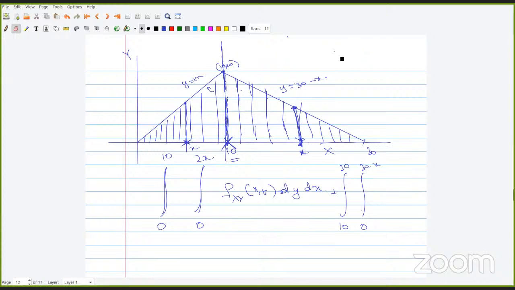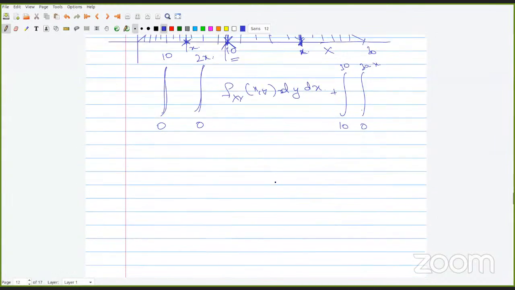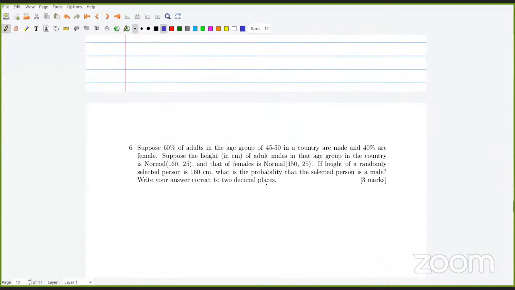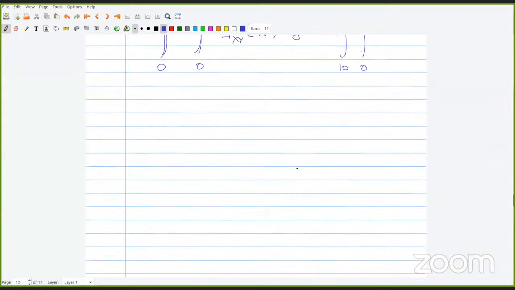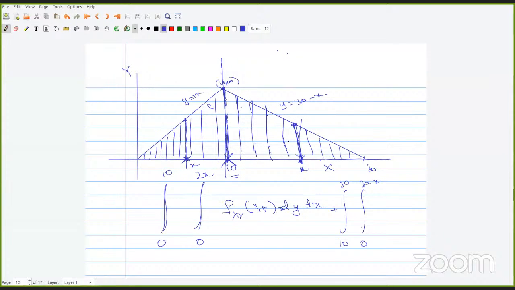Sorry for interrupting, but are there any more questions you would be discussing, sir? Yes, there are a lot, and I have to move ahead. We were just discussing this. So this is how we get the limits for any double integrals. Thank you, sir.